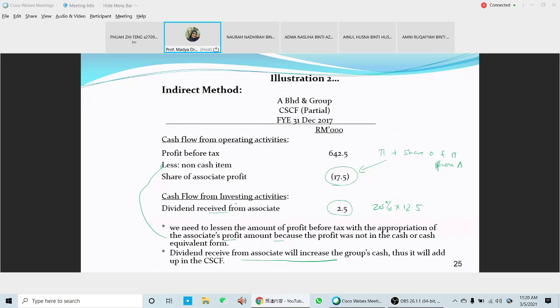We put it under investing. Why do we put it under investing here? Because investment in associate is a part of an investment item. So investment here is a part of your long-term asset or fixed asset. That is what you have for associate.